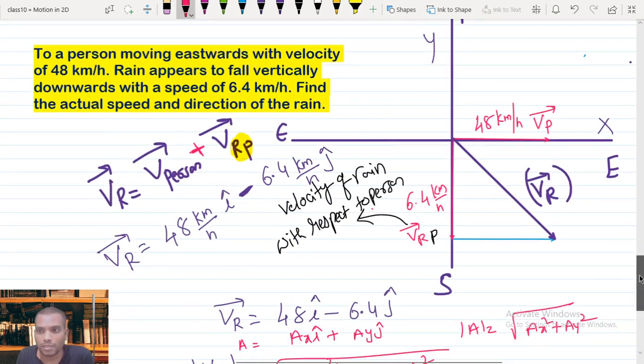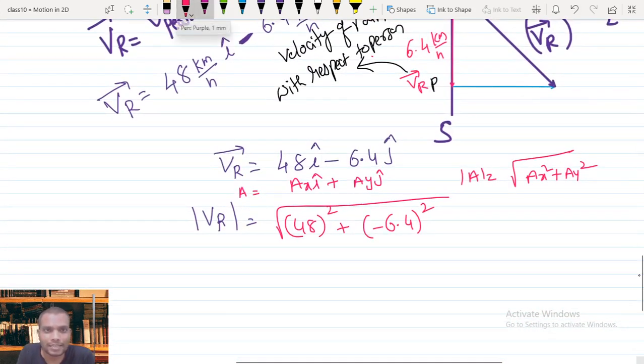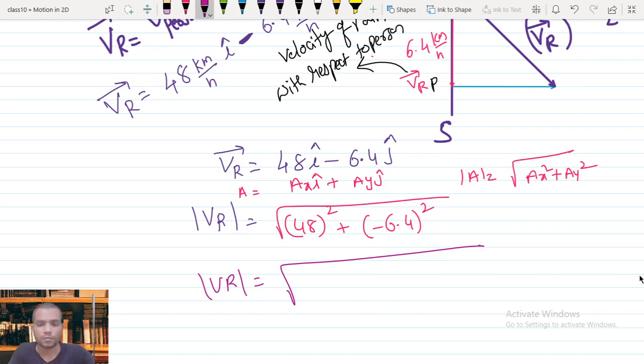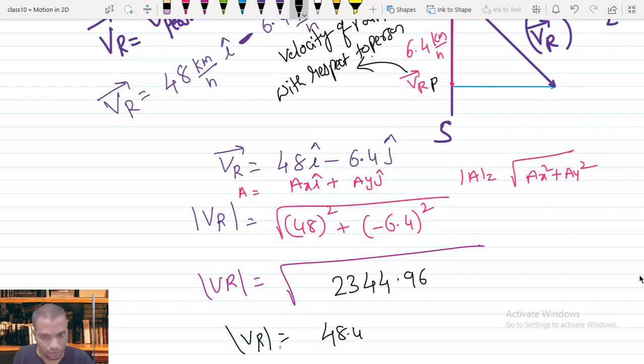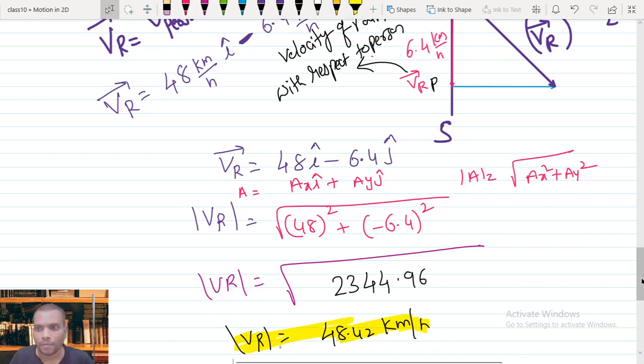So if you do this calculation, we get the resultant of the velocity of rain. Let me use a calculator to do this. The value here I got is 2344.96. If I take the under root, the velocity of rain is equal to 48.42 km/h. So everything I calculated is in km/h, I did not change it to meter per second. So that is the magnitude of the velocity of the rain.